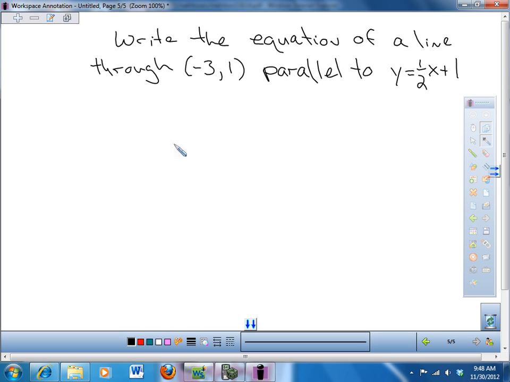What you want to do in this case is probably use the point-slope form: y minus y1 equals m times x minus x1. Just like you were doing before, what goes in for x1? Negative 3. Very good. Lizzie is on a roll today. So negative 3 goes in here, so you have x minus negative 3. What's y1? 1. Equals, now what's m?